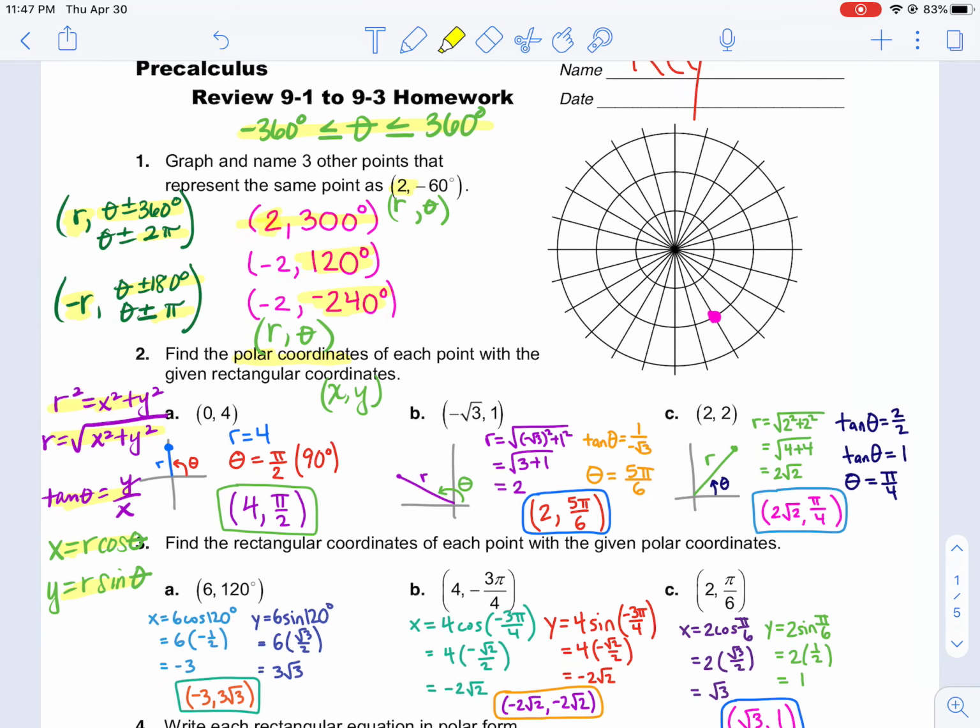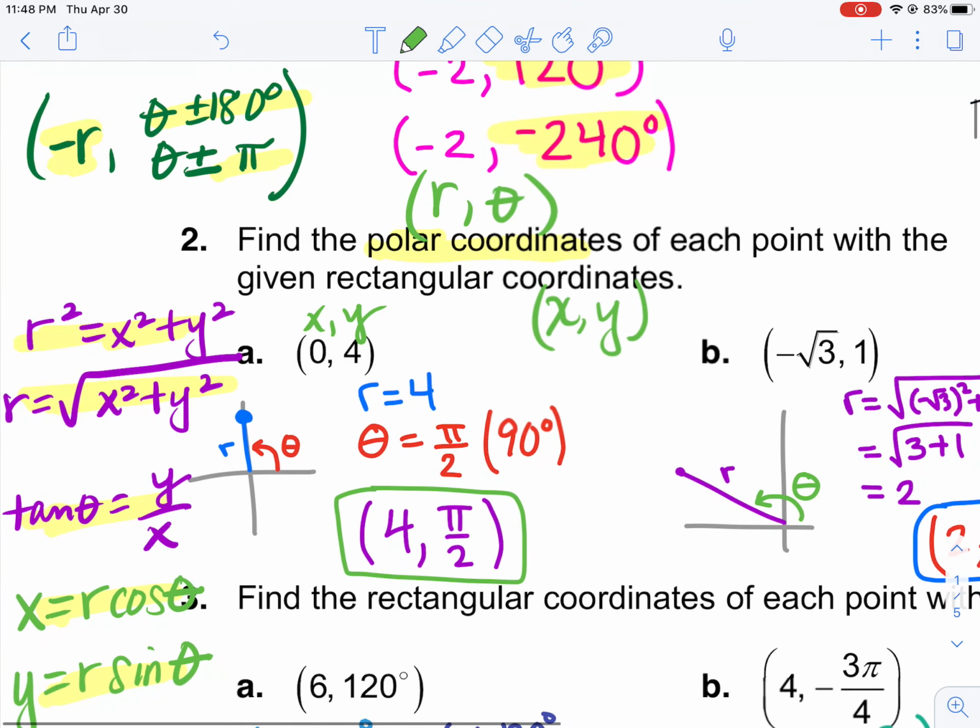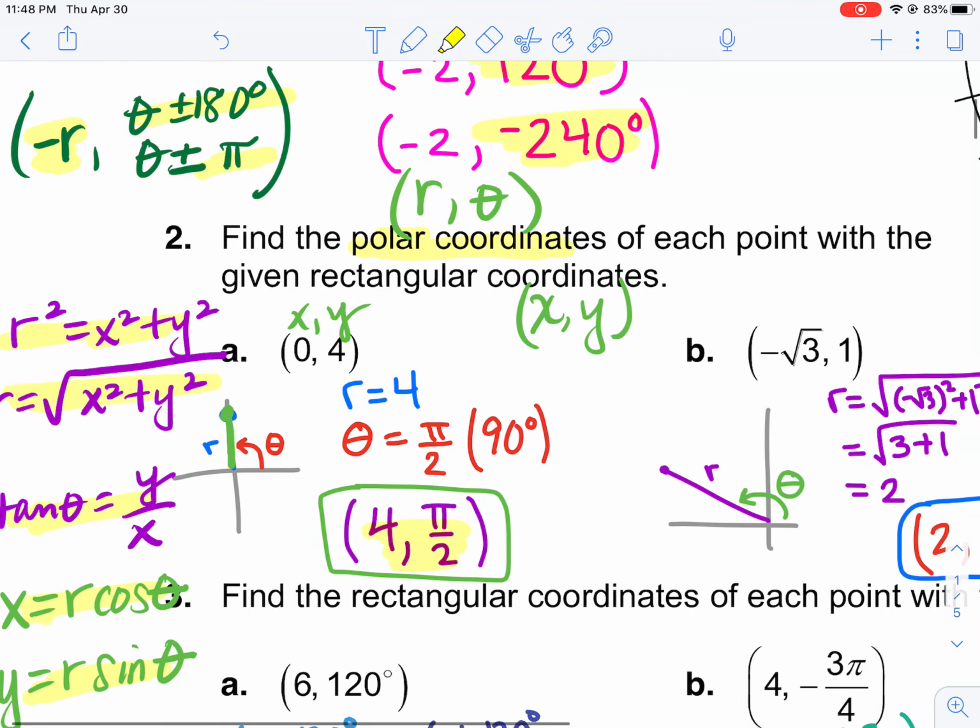All right, so if this is a rectangular coordinate, this is the x value, this is the y value. I can do this a couple different ways. The first thing I'd like to do is probably graph it. If I were to graph this, (0, 4) is going to land right here. I know that the r value is 4, the distance from the pole is 4, and that angle measure right there is 90 degrees. So that's where I get (4, pi over 2).